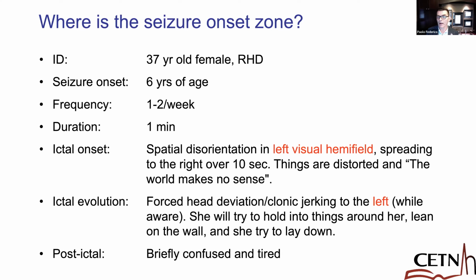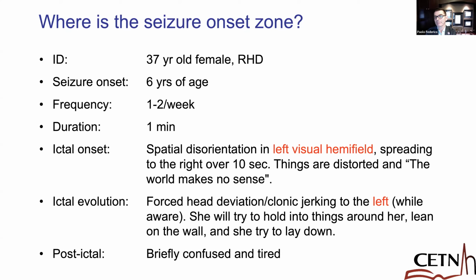And during this entire time, she is actually aware, but she may be briefly disoriented and tired afterwards. So if you were to identify where you think the seizure onset zone is, where would it be? So I hear the occipital lobe, maybe left, but may I ask, the seizure begins with a visual phenomenon on the left side. So I would agree that it's on the right side of the brain. So right posterior quadrant, thank you, right occipital.